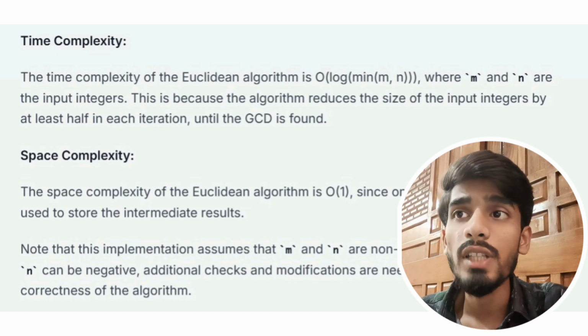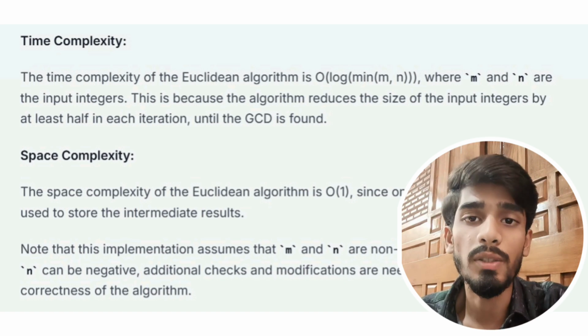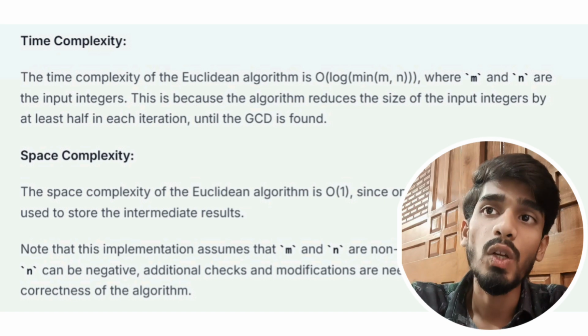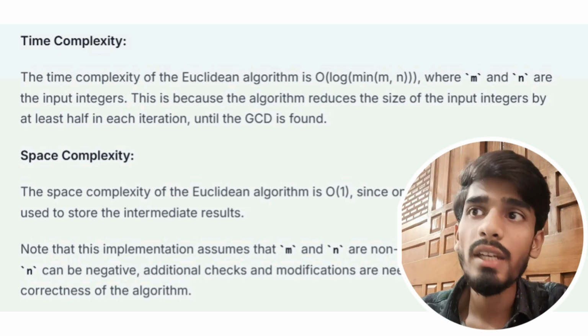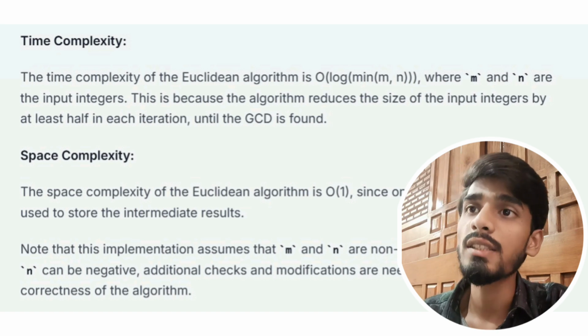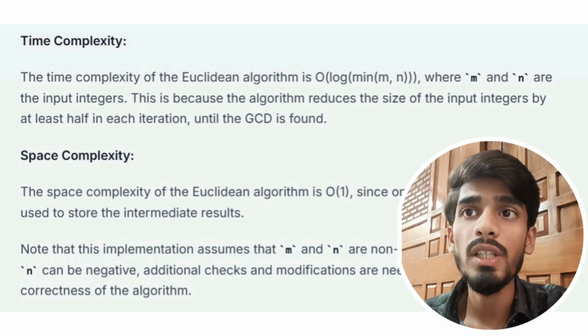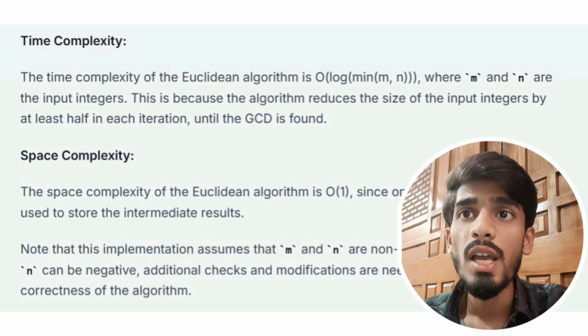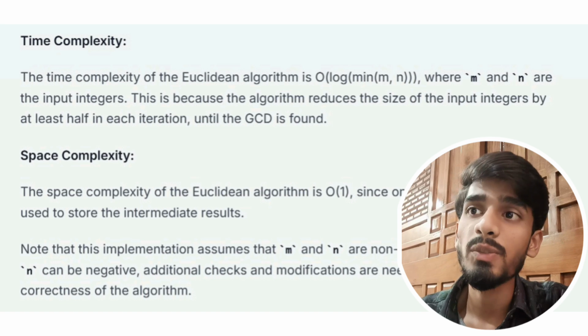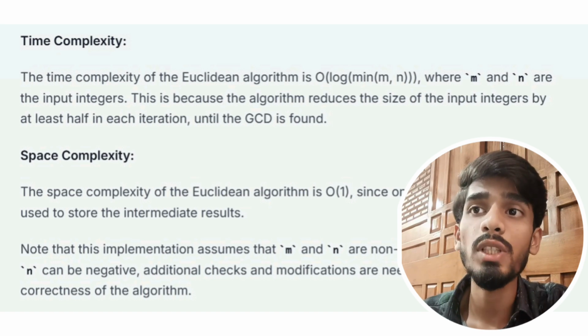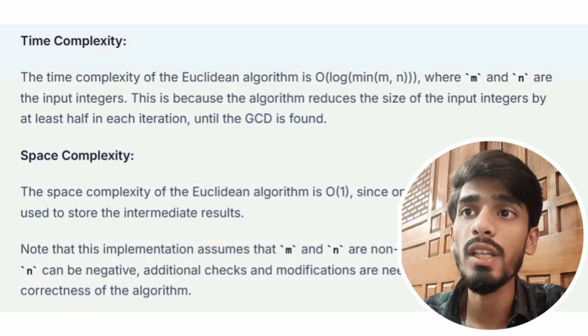Next, what is the time complexity of Euclidean algorithm? It is big O of log of minimum of m comma n, where m and n are the input integers. This is because the algorithm reduces the size of the input integers by at least half in each iteration until the GCD is found. Next, space complexity. The space complexity of the Euclidean algorithm is big O of 1, since only a few variables are used to store the intermediate results.